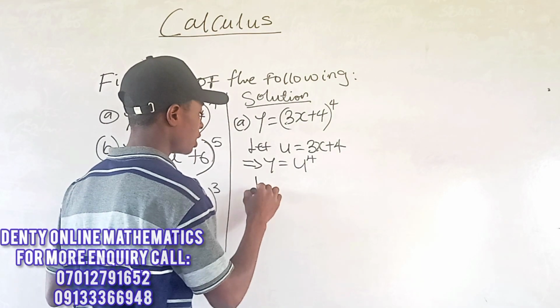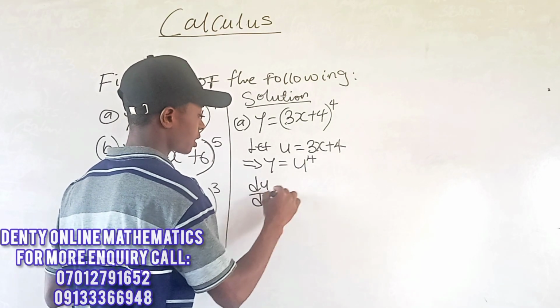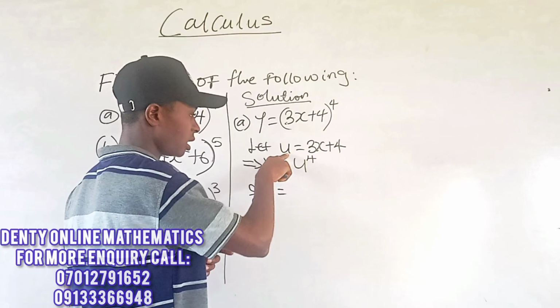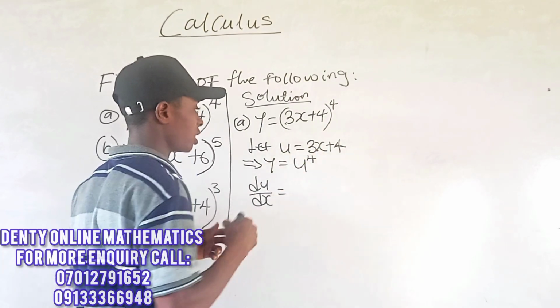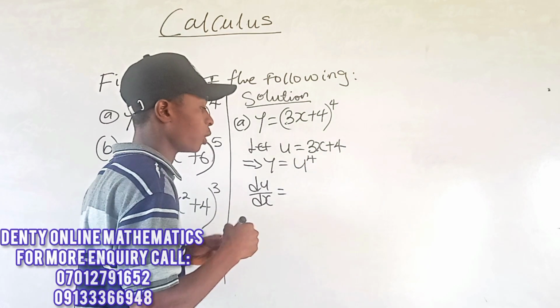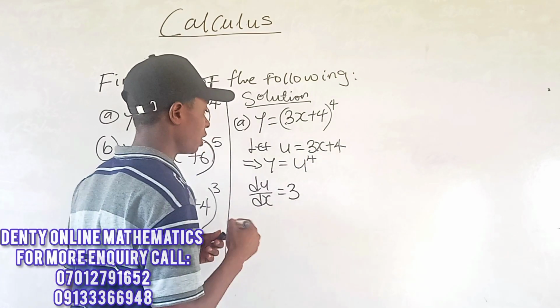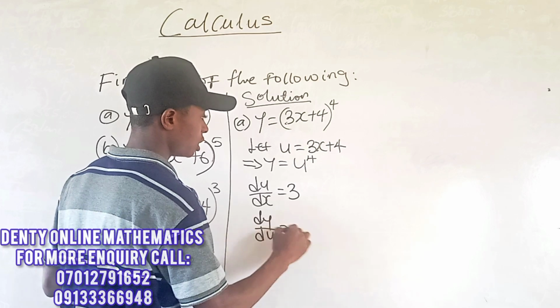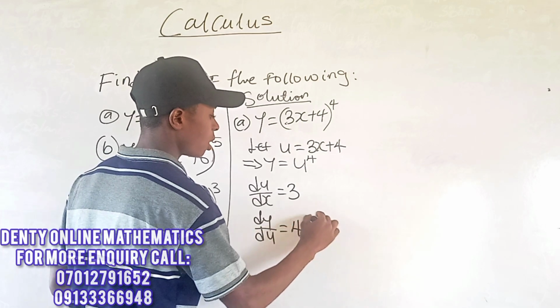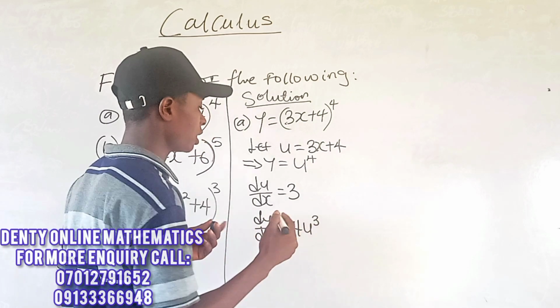Now we say du over dx, because we have a function of x here. So du/dx is equal to, if you differentiate 3x + 4, you are going to have 3. Now differentiate this also. dy/du is equal to 4u power 3.